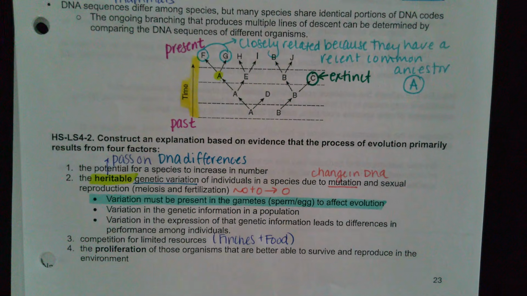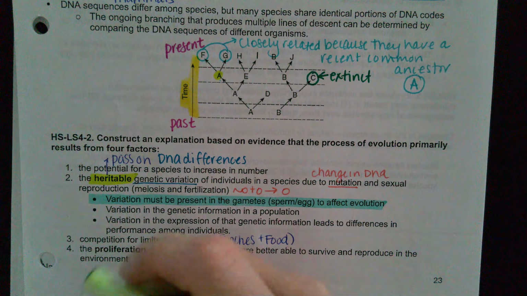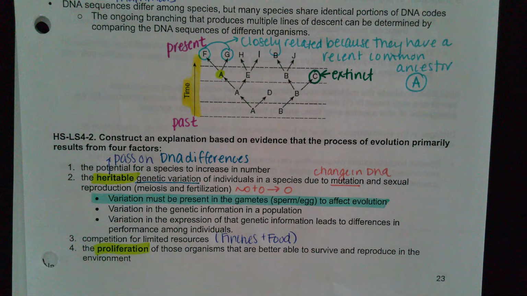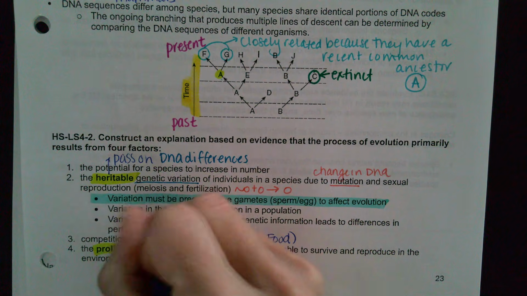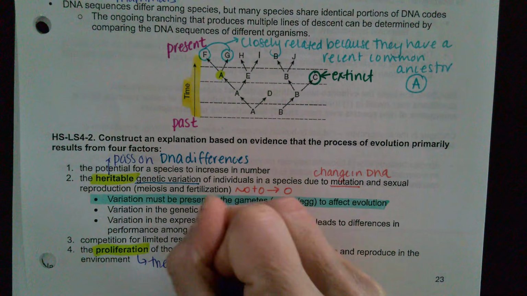And the last one says the proliferation of those organisms that are better able to survive and reproduce in an environment. Again, proliferation is not necessarily a science word, but it is a word that you're going to have to know for this exam in case it pops up. Proliferation just means the increase in number.